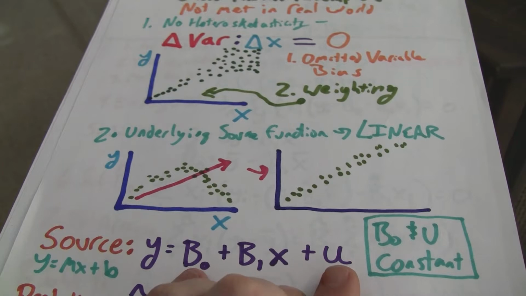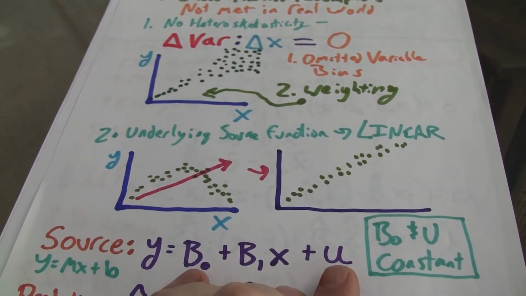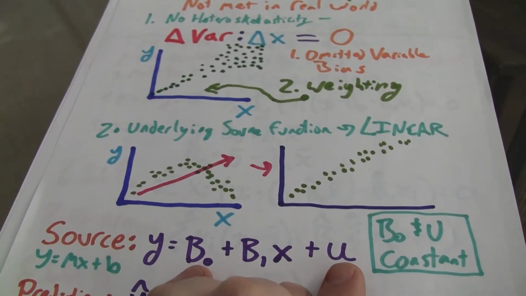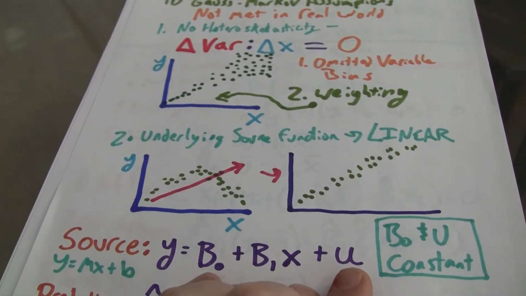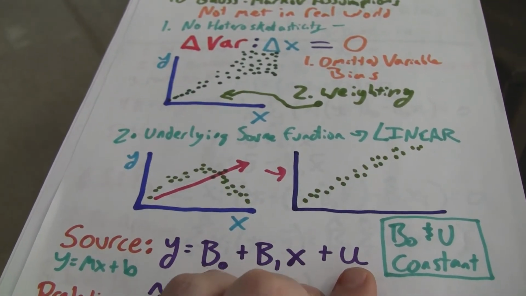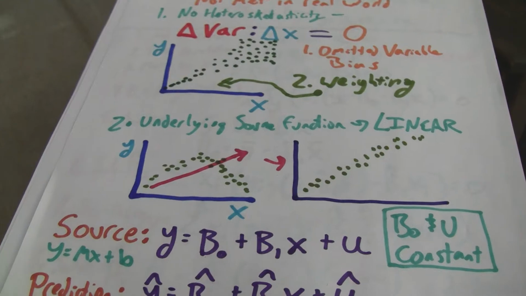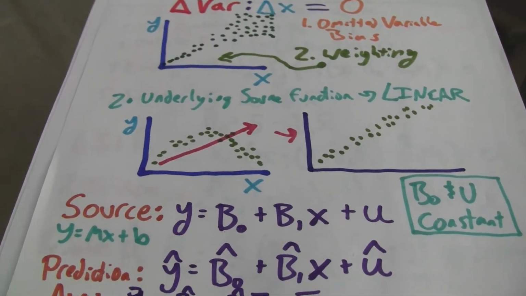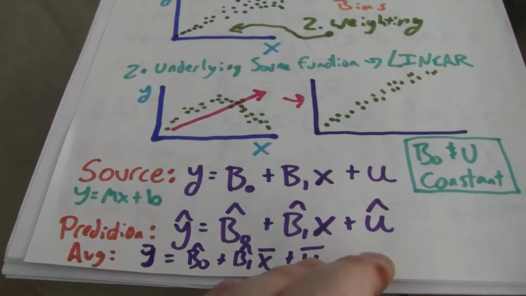Now, beta naught and u are both constant. So often when you're looking at data, it can be hard to separate them, because one constant plus another constant is a constant, and so they can kind of get squashed up together. So that's something we have to look out for.